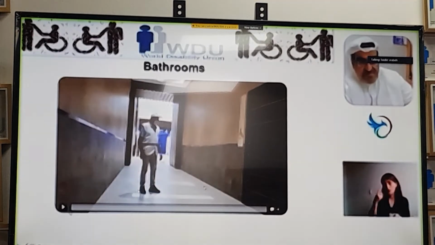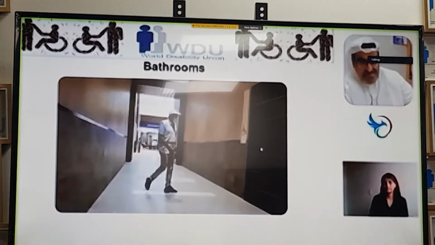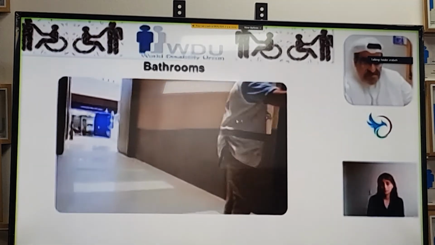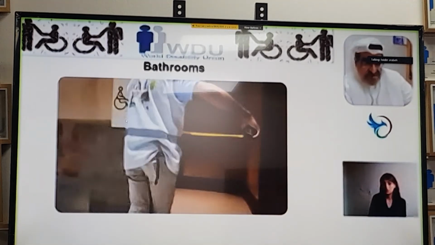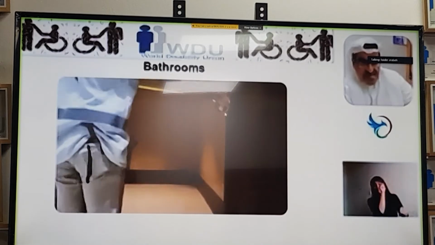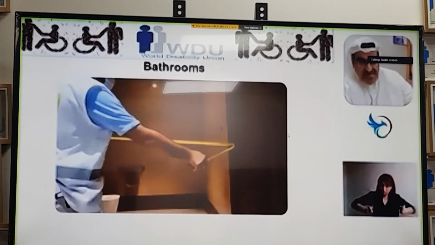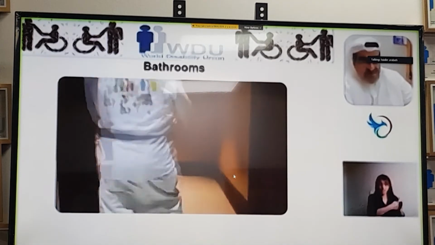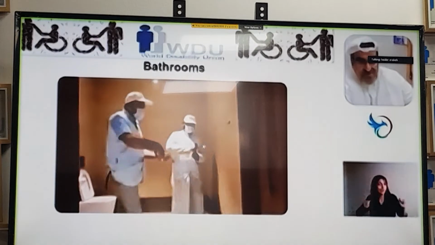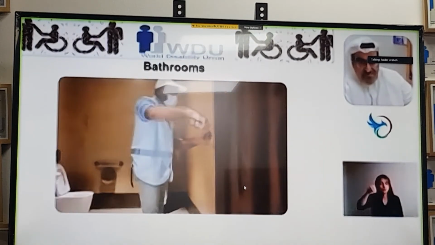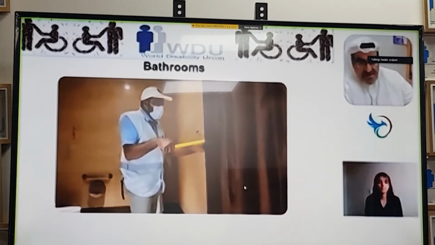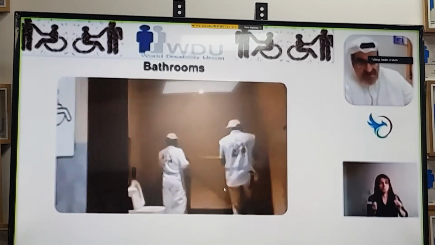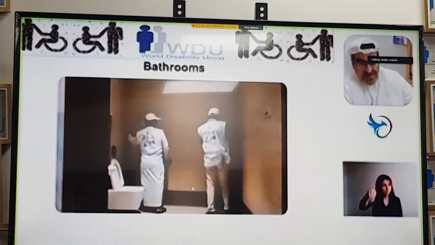When we start the video, as you see, there is a signboard outside the door saying this is a bathroom for the disabled. And this door is very big. It's more than 1 meter, I think 1.5. The width of the bathroom is also very nice. This is 2 meters by 2 meters, which is a very big bathroom. It's very good for the disabled.